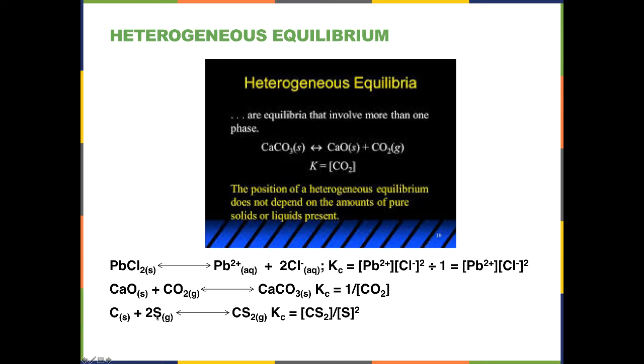Carbon plus sulfur gas forms carbon sulfide. In this case, again, you don't consider the carbon. You have carbon sulfide divided by sulfur squared. So when you have a heterogeneous equilibrium, if it's a solid or a liquid, not aqueous, but a liquid, like water, say, then it is not considered as part of the equilibrium constant. Now, if the water is a gas, it is.